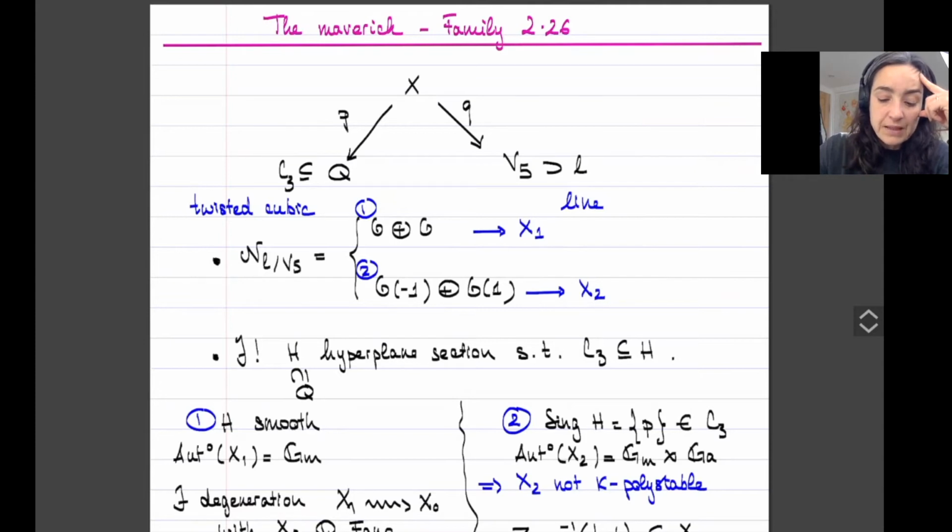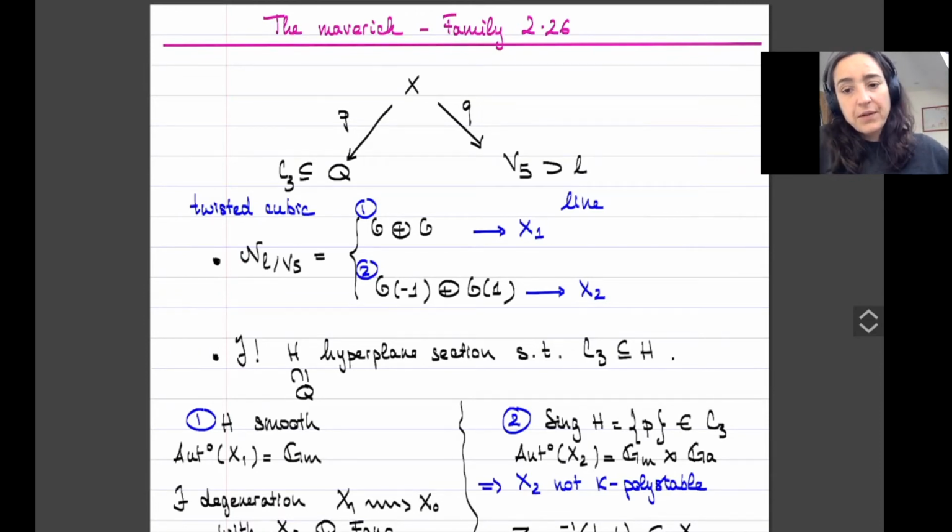So family 2.26 is obtained by blowing up a line on the Del Pezzo manifold V5. So the Grassmannian G(2,5) is Plücker embedded in P9. If you take a general intersection with a linear subspace of codimension 3, you obtain a threefold which lives in P6, and that's V5, the Fano manifold, the Del Pezzo manifold of degree 5.